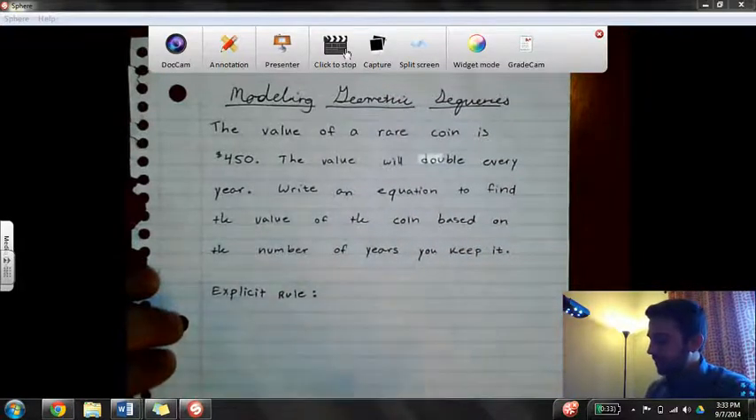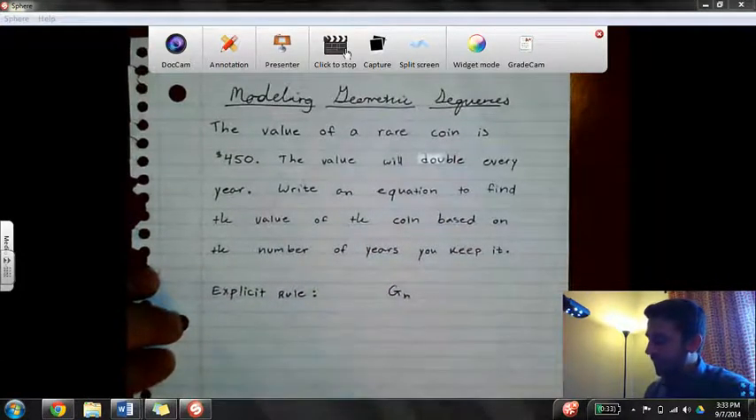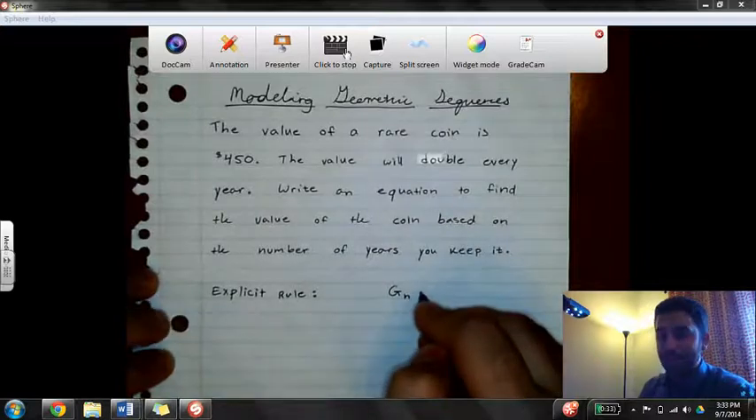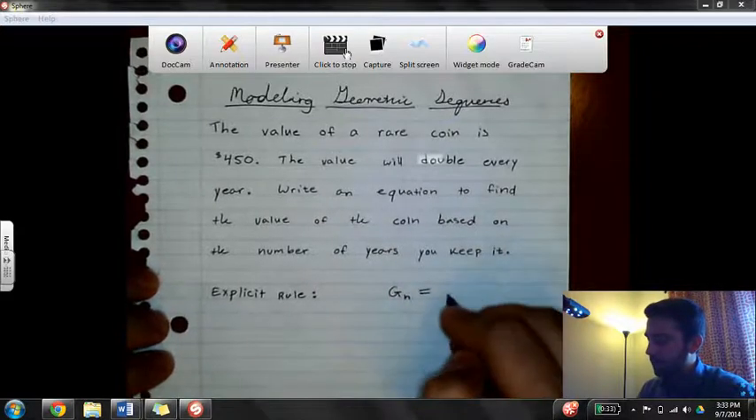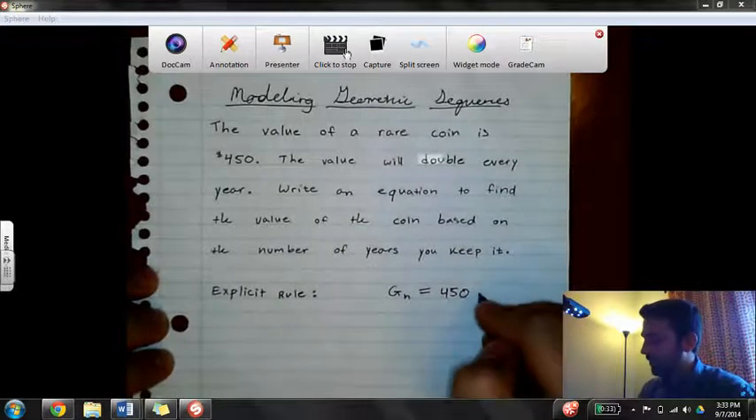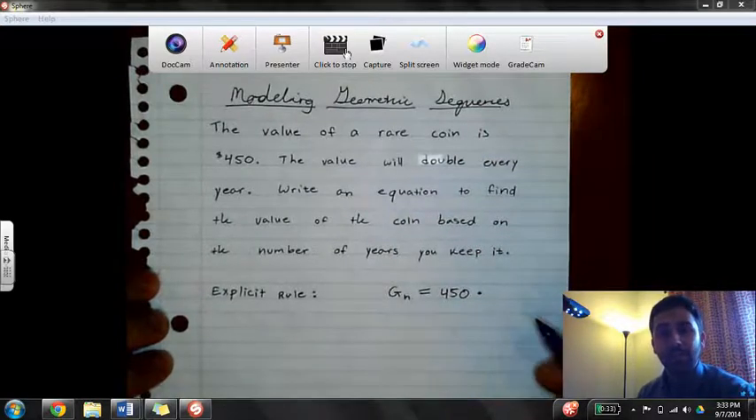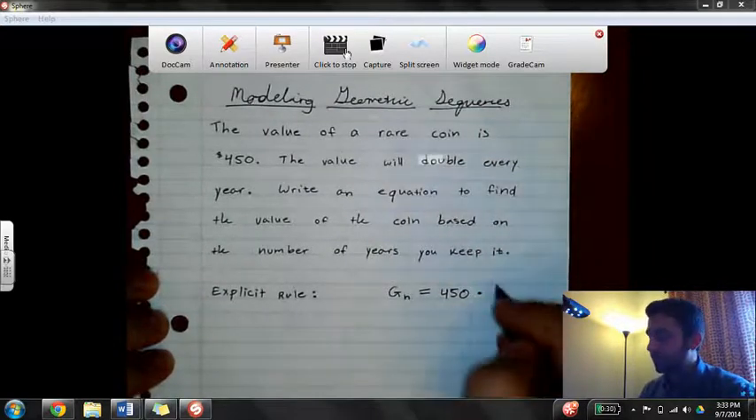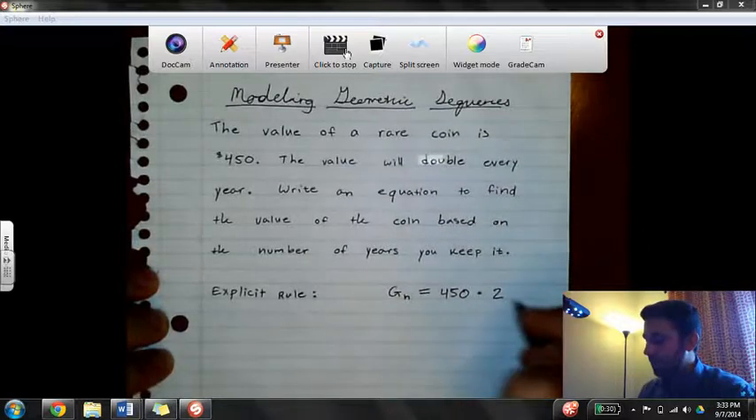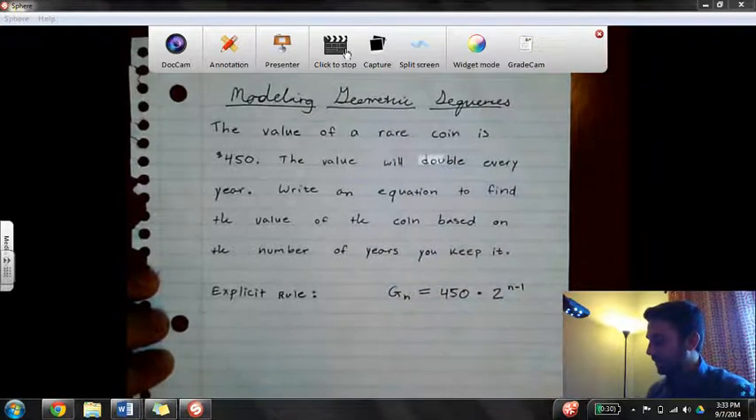So our explicit rule for this is, if you have the sequence g sub n, to find what it is next year will be equal to the initial value, so 450, multiplied by our constant ratio. Since we're doubling, we're multiplying each term by 2. So our constant ratio here is 2 raised to n minus 1. So this is how to express it in the form of a geometric sequence.